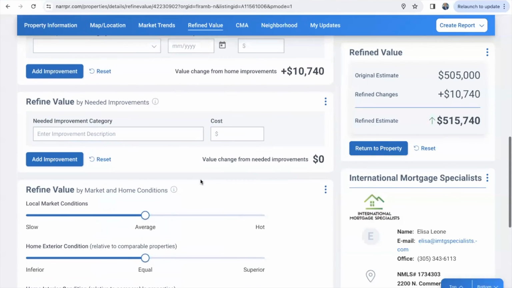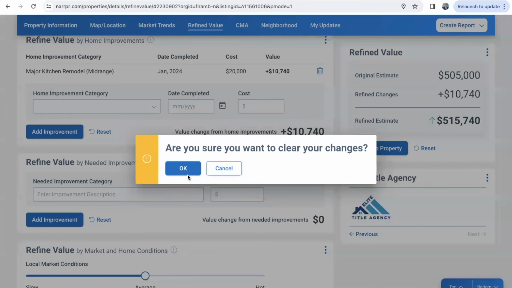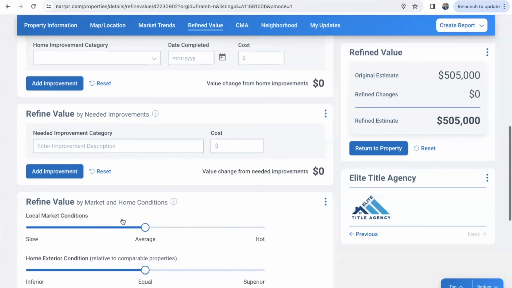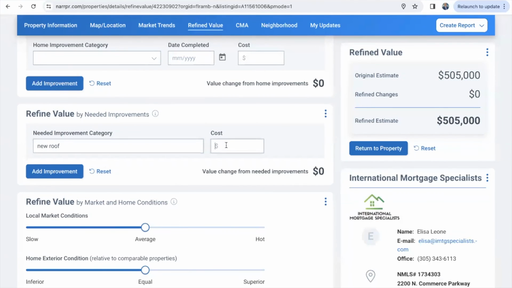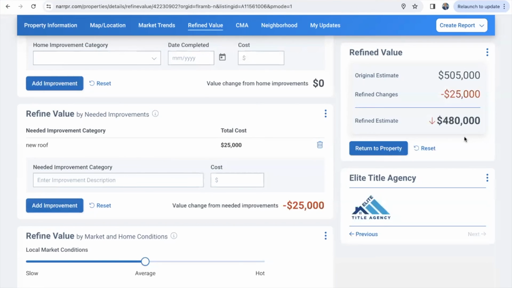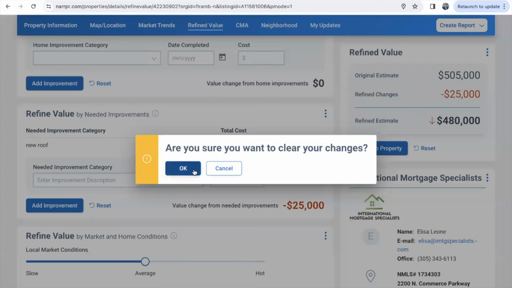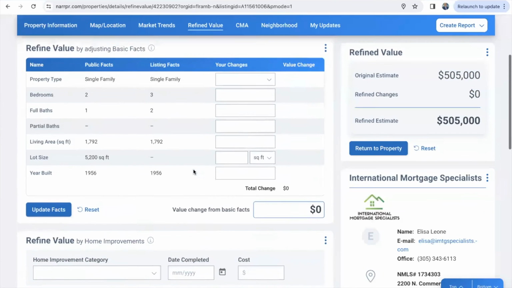You can also do the same thing based on needed improvements. So I'm going to erase this and reset it. Let's say you're looking at a home that needs a new roof. You come here, new roof, and put in that it's going to cost about $25,000 to replace the roof. Now it deducts $25,000 from the overall value of the home. So practice using this on RPR. It's going to really help you zone in on the right price for the home.